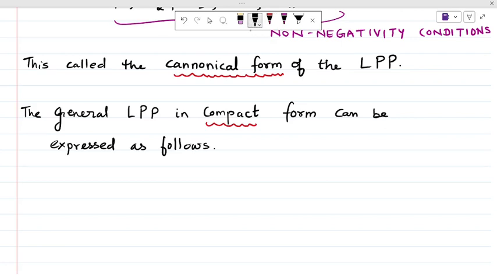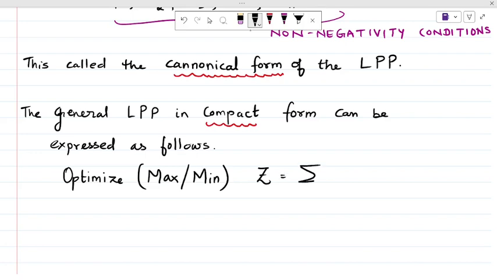The first thing is the optimization function which we wrote. When we write optimize, it means either there is a maximization option or a minimization option. We don't know, it depends upon the question. Some specific question will be given to you, so here it will be maximization or minimization. Z equals summation Cj xj, where j runs from 1 to n.